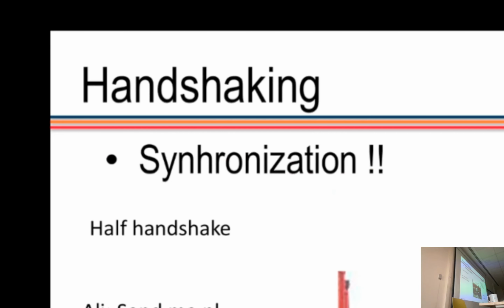With the full handshake, guaranteed delivery: send me please, here you go, thank you, no problem. So this case is full handshake. With the binary signal, 1, 1, 0, 0, as the handshake line, in both ways. That is what we call full handshake, half handshake.